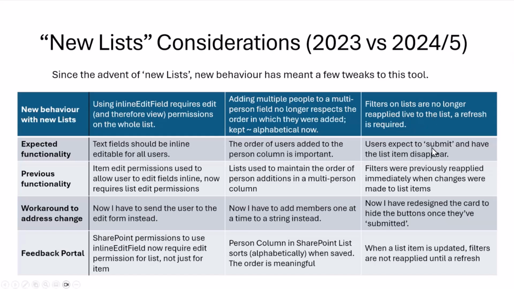Another interesting consideration is that filters on lists used to be reapplied. You could set a yes/no column in a SharePoint list, and if you were filtering based on that and changed the checkbox value, that item would disappear from the list once it was filtered out. Now the item stays until you refresh the page, and then it will disappear.